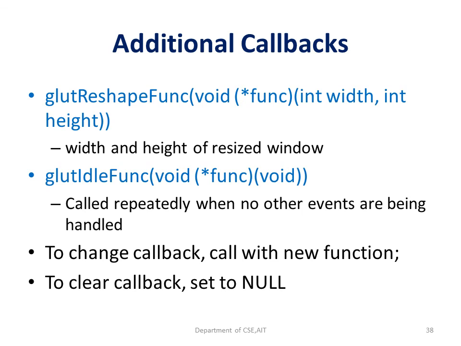If you want to change the callback function, we can make use of another API to call a new function. If you want to clear all the callbacks, then we can set the argument to be null.